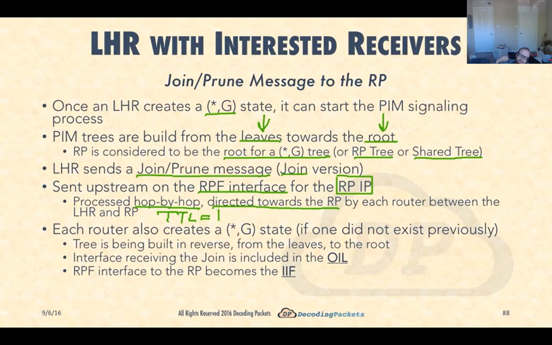Now, as each router receives this join message and forwards it to the RP, it will also create this star comma G state. Because that's the thing: you have to create these RPT trees. And the tree is really just a collection of all of the star comma G states on all the different routers. So the tree is being built from the leaves to the root.